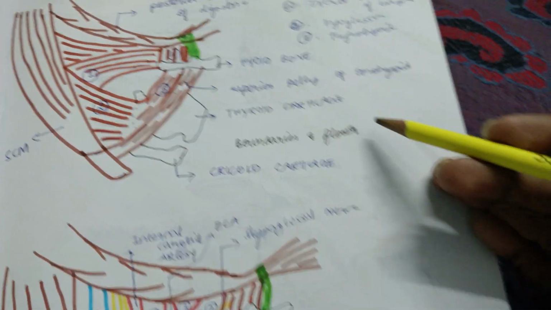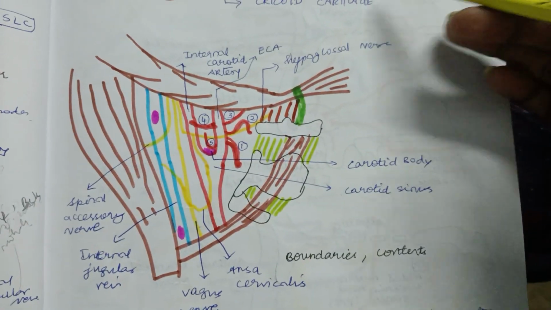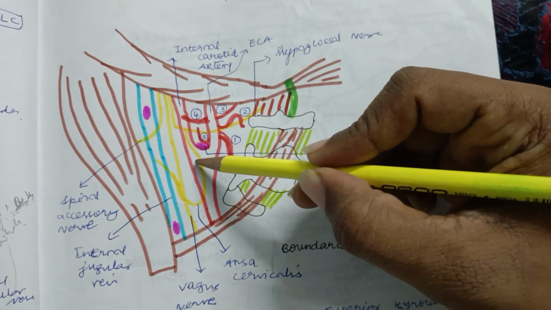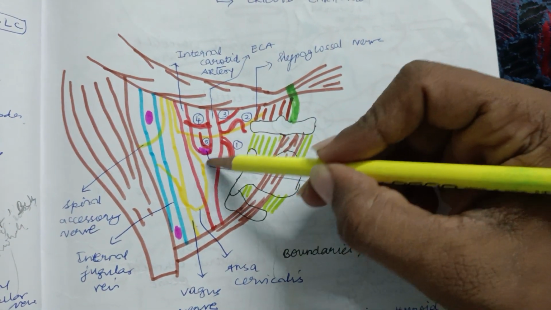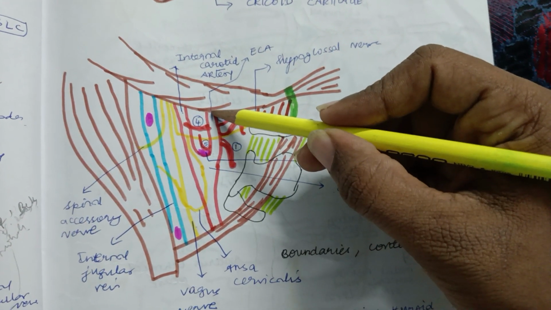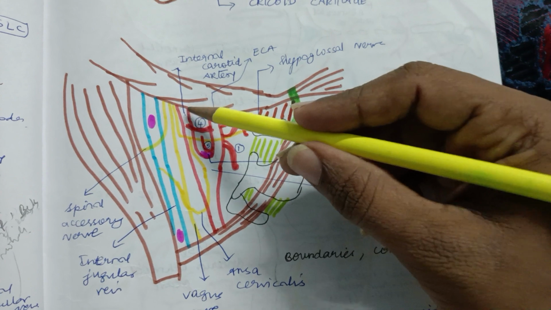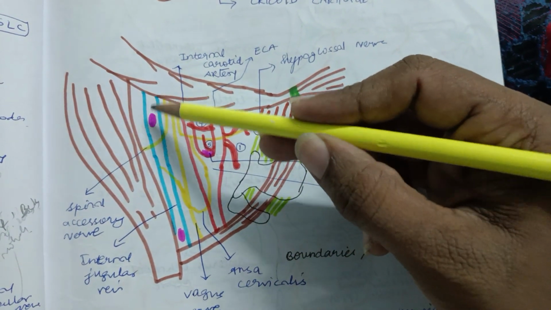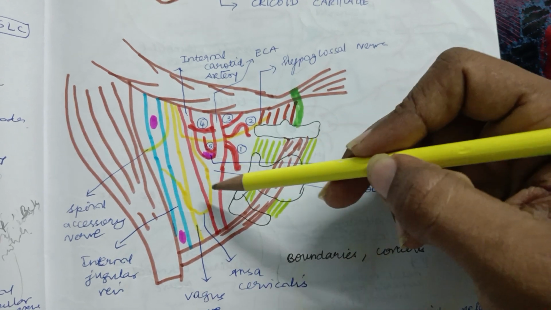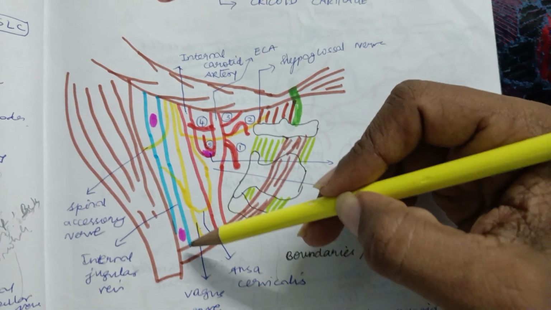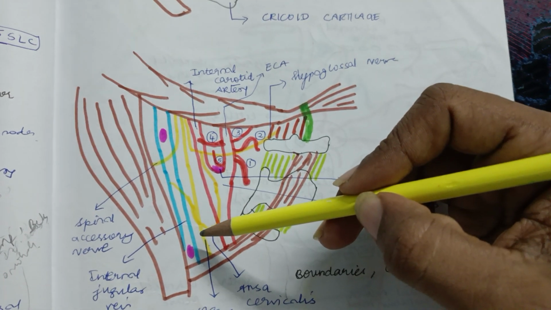And the contents of the carotid triangle are very important. The first is the common carotid artery. The common carotid artery is going to get bifurcated into the external carotid artery and the internal carotid artery. Another content is the internal jugular vein. Not only the internal jugular vein and the carotid artery, we also have an important nerve, the vagus nerve. Vagus nerve is the 10th cranial nerve.